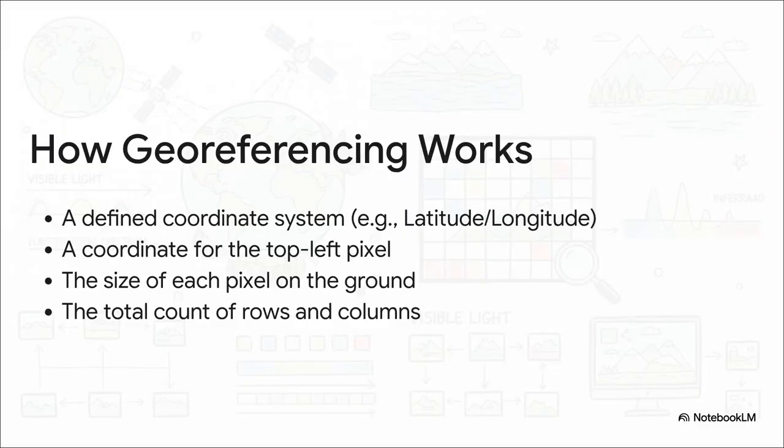And what's really remarkable is how little information a computer needs to place millions of pixels perfectly. It just needs to know 4 things: the coordinate system we're using, the real-world location of just one starting pixel, how big each pixel is on the ground, and the total number of rows and columns. With just those 4 pieces of info, it can figure out the precise location of every other pixel in the whole image. It's incredibly efficient.